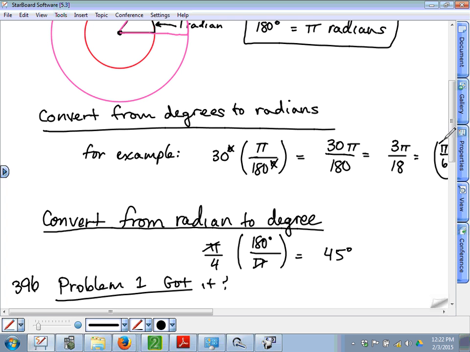Well, do A and B and D definitely. C might give you a little trouble. You can try it. But do part A, part B, and part D definitely.